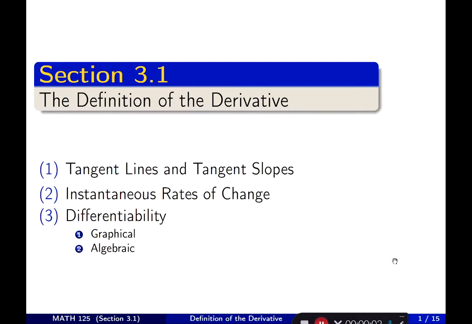We're starting section 3.1, the definition of derivative. We're finally there, and we're going to cover 1, tangent line and tangent slopes, 2, instantaneous rate of change, 3, differentiability, graphical and algebraic approach.